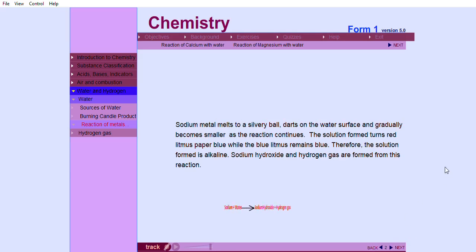Sodium metal melts into a silvery ball, darts on the water surface, and gradually becomes smaller as the reaction continues. The solution formed turns red litmus paper blue, while the blue litmus remains blue. Therefore, the solution formed is alkaline. Sodium hydroxide and hydrogen gas are formed from this reaction.